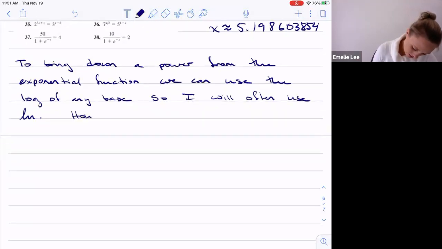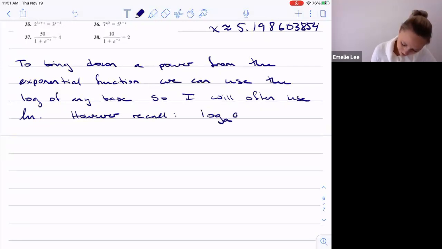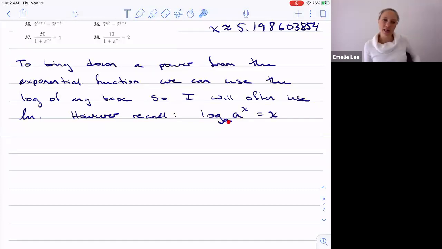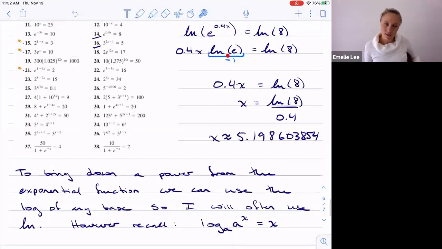However, recall that log base a of a to the power of x is equal to x, right? So sometimes I pick the log base a, depending on what the base is here, because then it just goes away, just like it did up here. The natural log of e goes to 1. So that's the idea that I'm saying here. But in 16, I'm just going to use ln, even though I should be using log base 3 if I wanted them to cancel. But I don't have to. The log laws apply to any base.